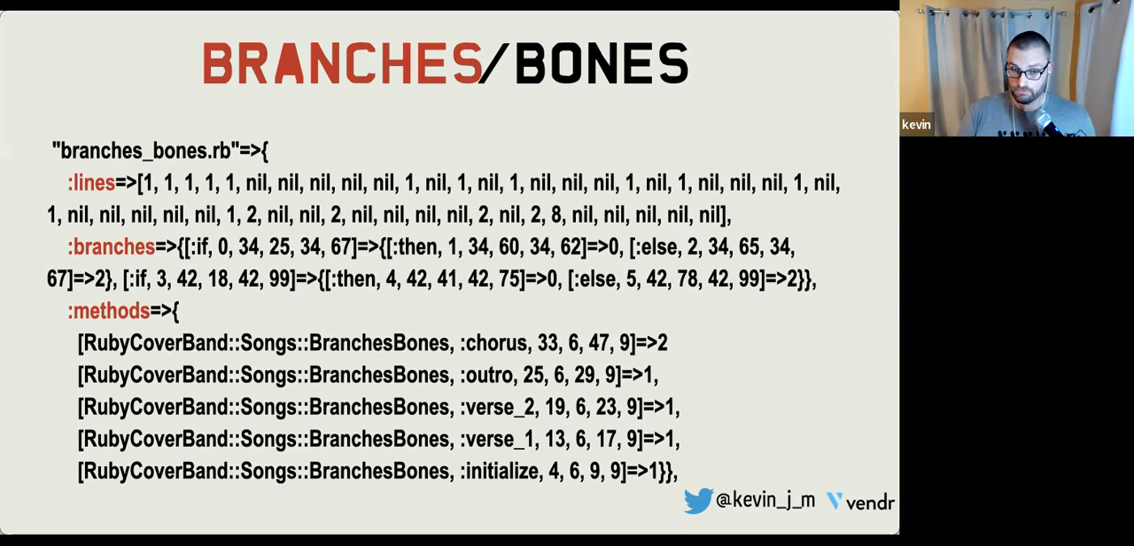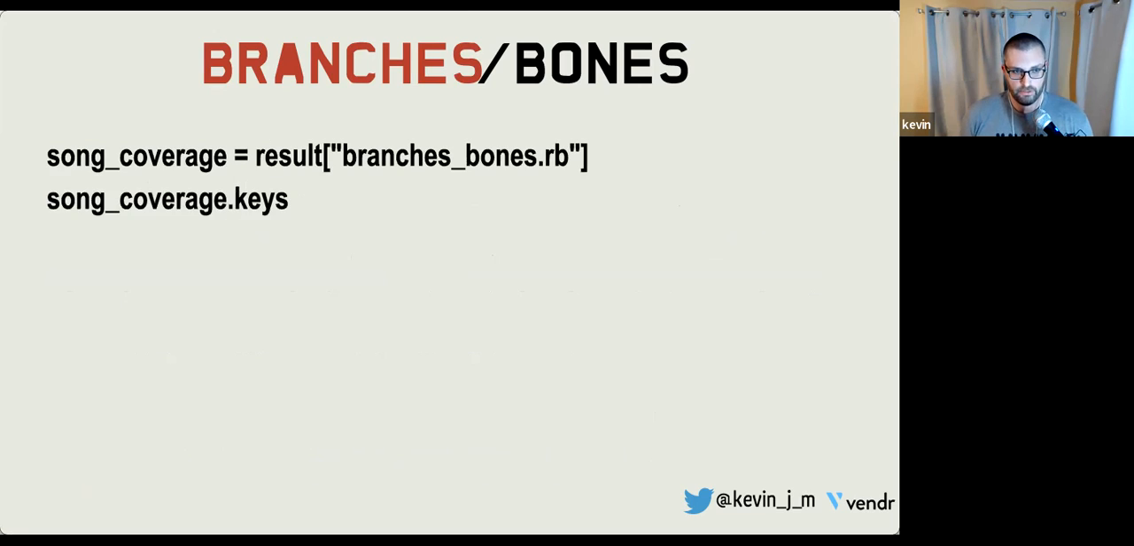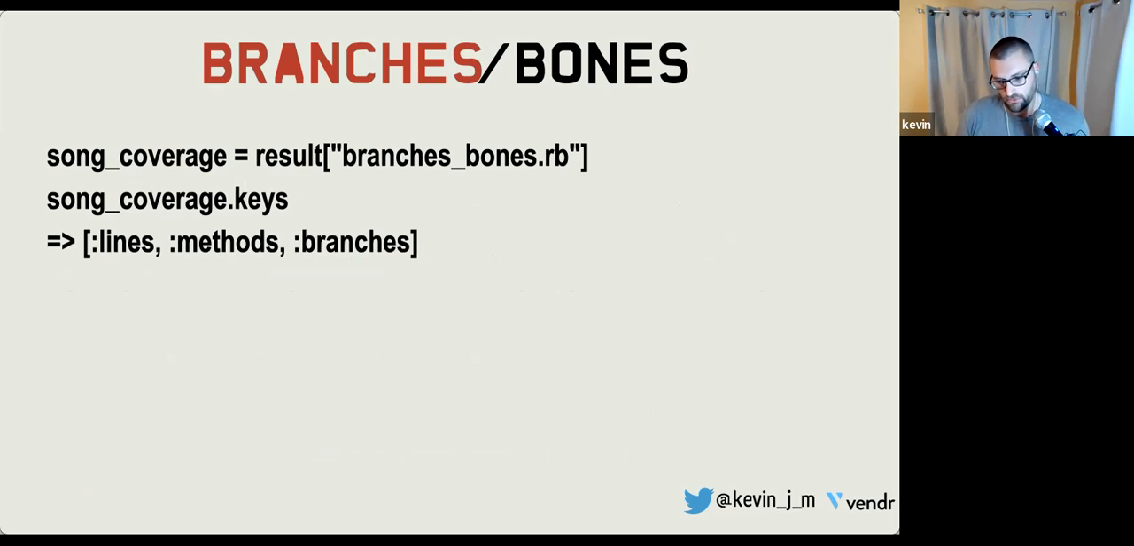But you can run multiple modes of coverage at the same time. And whether you're running one mode of coverage or all of them, the data structure that's returned from the coverage module is the same. So you can traverse the structure in a consistent, understood pattern. So now it's time to figure out what's actually going on here. So let's start by just seeing which modes of coverage were run. And we get back lines mode, methods mode, and branches mode.